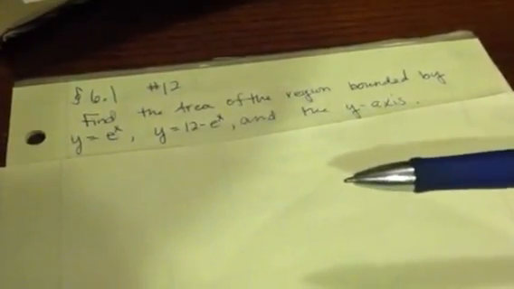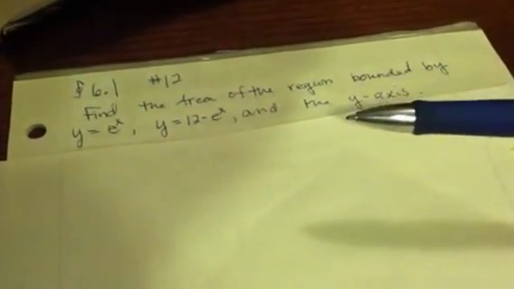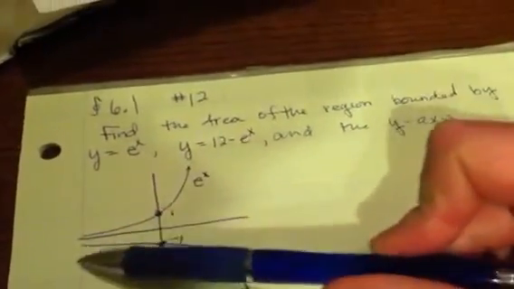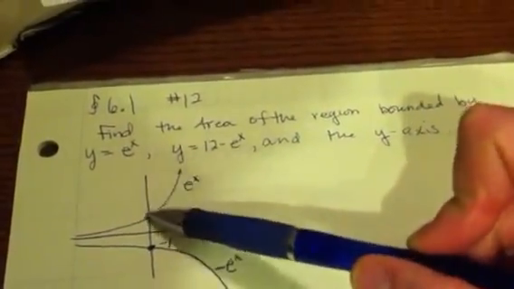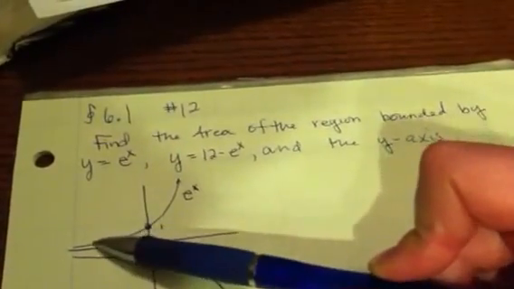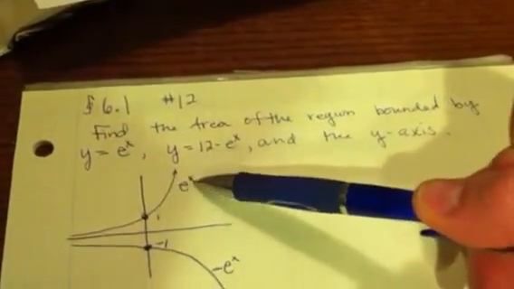For 6.1 number 12, we're supposed to find the area of the region bounded by the curves y equals e to the x, y equals 12 minus e to the x, and the y-axis. And if we look at this here, we have the curve that we should all be familiar with, the curve e to the x, that crosses the y-axis at 1 and approaches 0 as x approaches negative infinity.